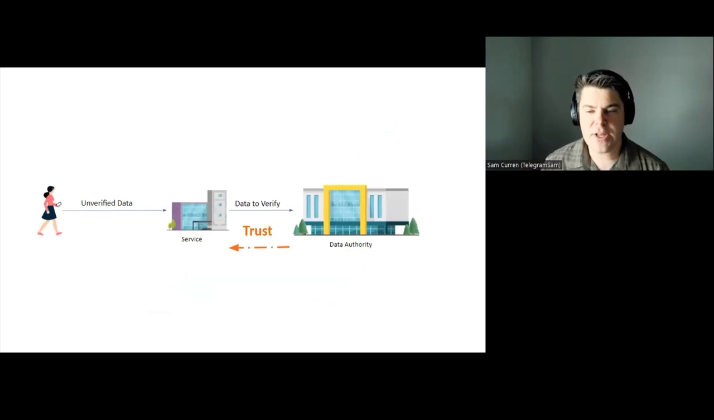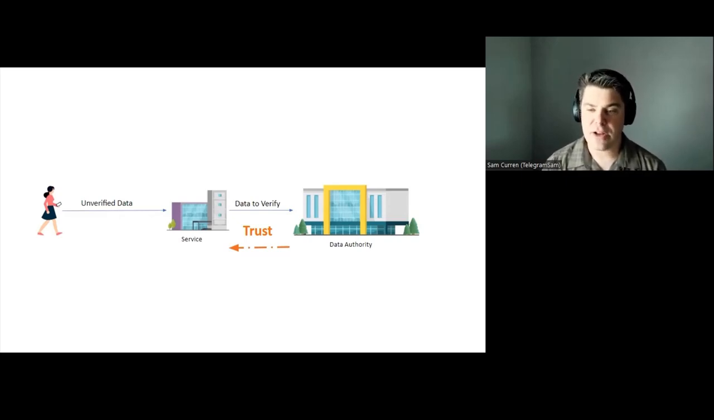So here's how online or data trust actually works today. We generally present some unverified data to a service, and then they verify that data with some other authority, and then the service can trust the response of that data authority, and that's how that works. It's really common, and you have scenarios now where the service and the data authority are talking about me. They're not talking to me, they're talking about me, and that's a pretty big difference.